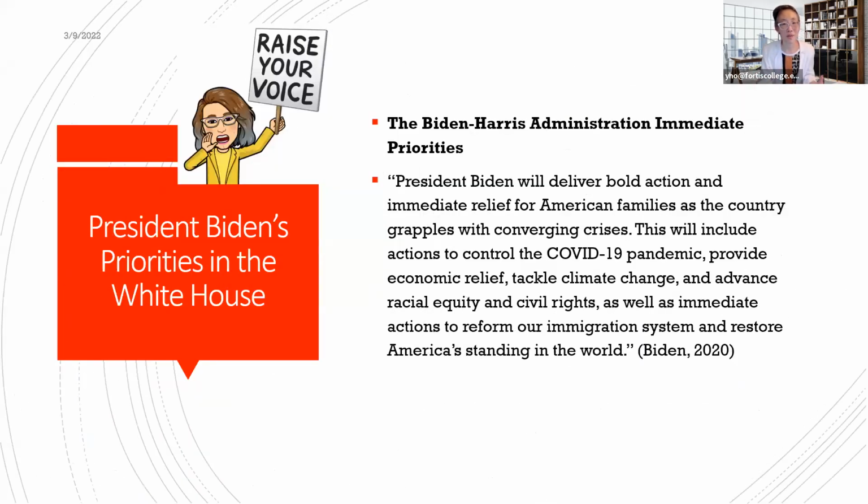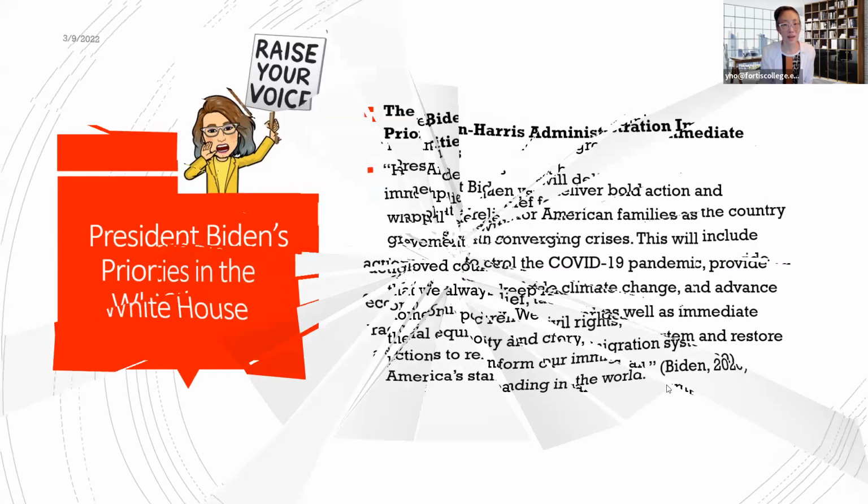Here's some examples. This came off of President Biden's position paper. President Biden will deliver bold action and immediate relief for American families as the country grapples with COVID-19. This will include actions to control COVID-19, economic relief, tackle climate change, and advance racial equality and civil rights, as well as immediate actions to reform our immigration system and restore America's standing in the world. Notice how right after I wrote this, I put in Biden 2020. That's an in-text citation, which a lot of people were missing on their week 9 assignments.